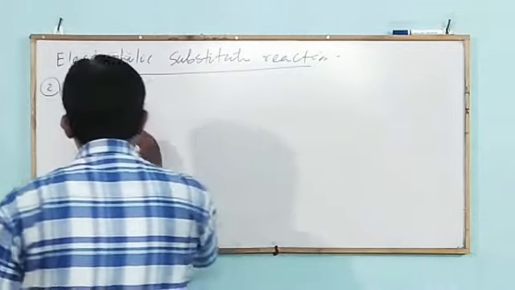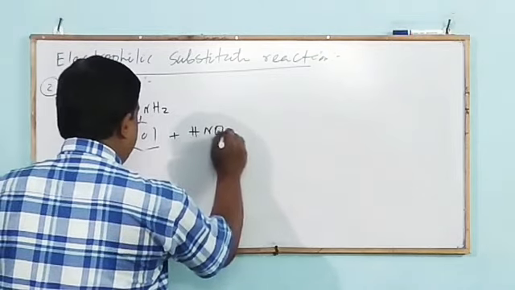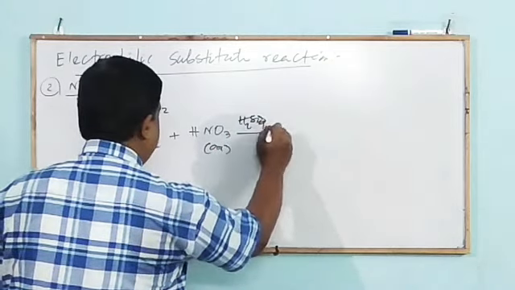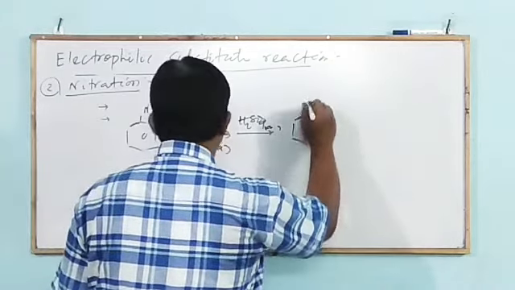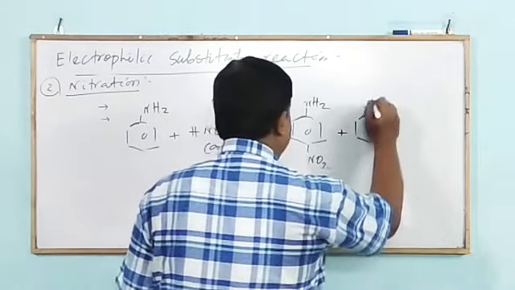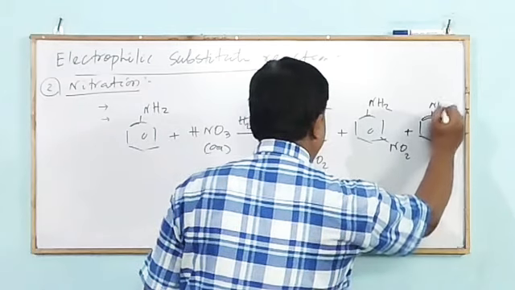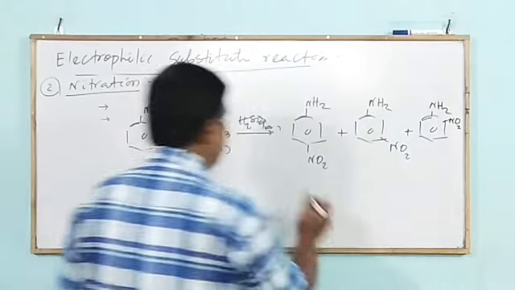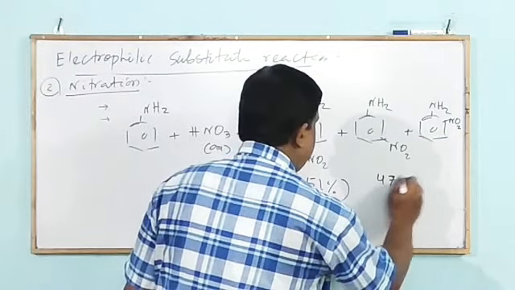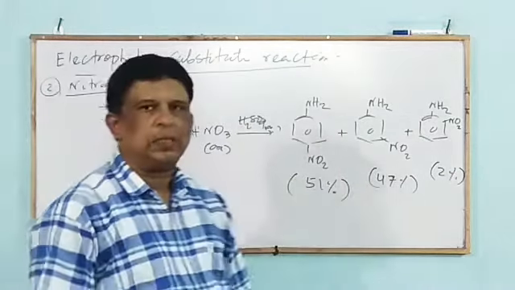Mark that. When aniline reacts with concentrated nitric acid in the presence of concentrated sulfuric acid, three isomers are formed: para isomer, meta isomer plus ortho isomer. It is 51%, 47%, and 2%. Mark that. A mixture of products is formed.